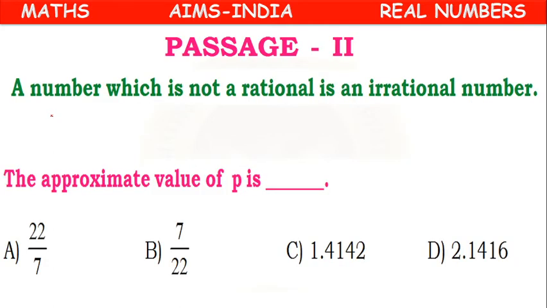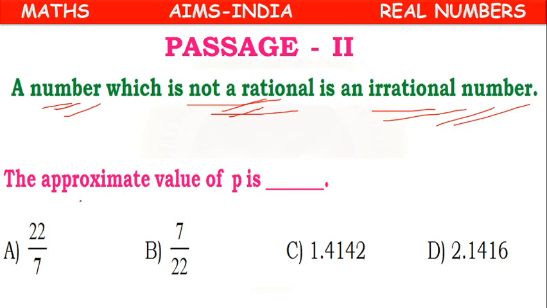Okay, children. Next, passage 2. A number which is not rational is an irrational number. Here, they are asking the approximate value of pi. Approximate value of pi, not p, children, pi it is. What is the approximate value of pi? We have taken it as 22 by 7. So A option is the right answer.